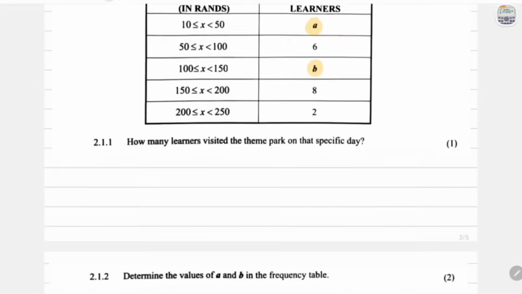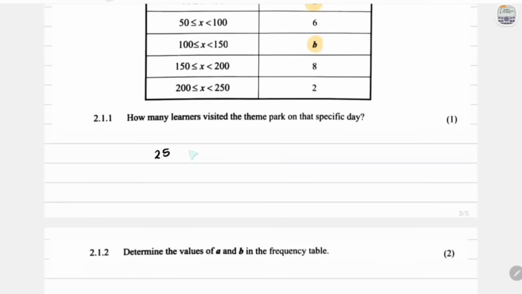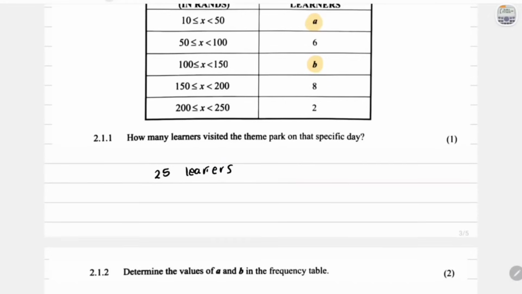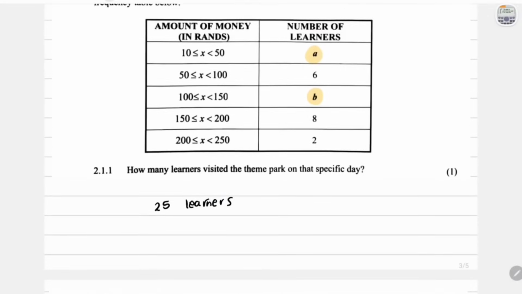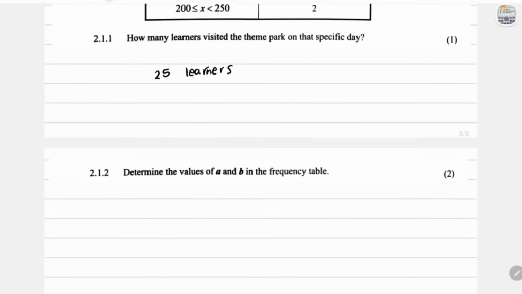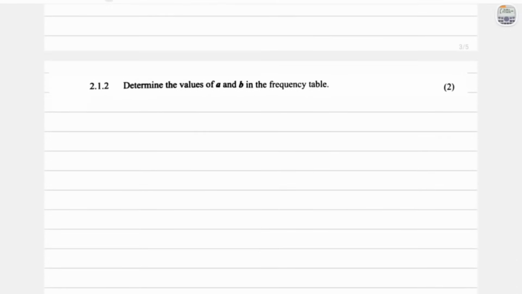Okay, and that's how we would know that in total, there are actually 25 learners that visited that theme park on that specific day. Okay, so there we go. That is question 1. And then 2.1.2 says, determine the values of A and B in the frequency table.